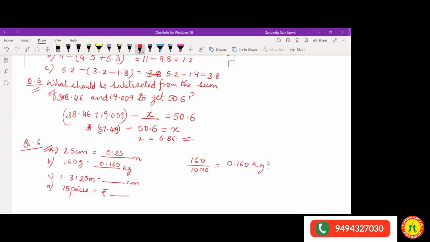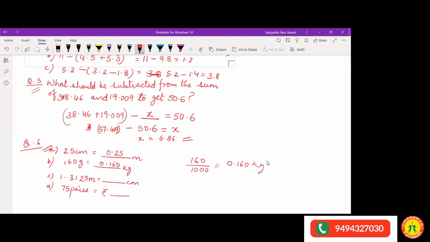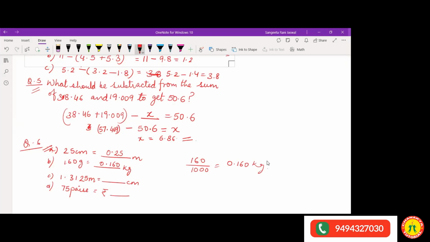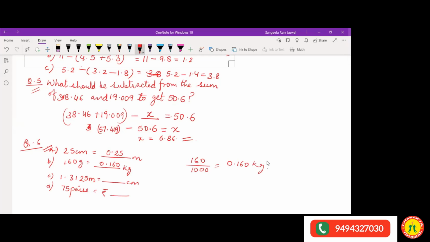Okay, Rishit, give me the third answer. C part. Ma'am, the third one is. Ma'am, one second, I'm doing. Ma'am, shall I say the fourth one answer? Okay, tell. Ma'am, it's 0.75 rupees. Ma'am, can I say the third one? Okay, tell me, Sritesh. Ma'am, it's 131.25 centimeters. Very good, Sritesh.